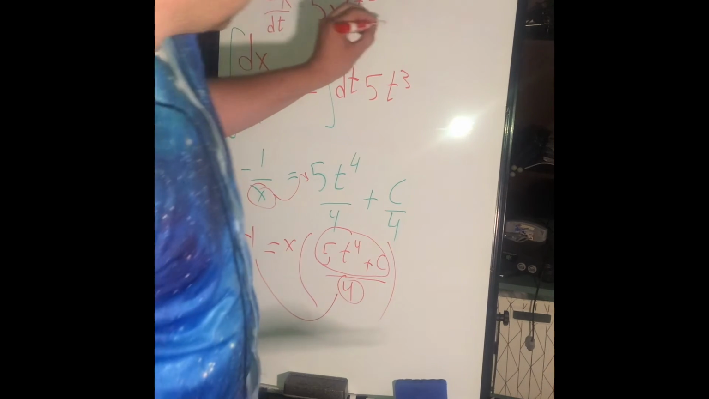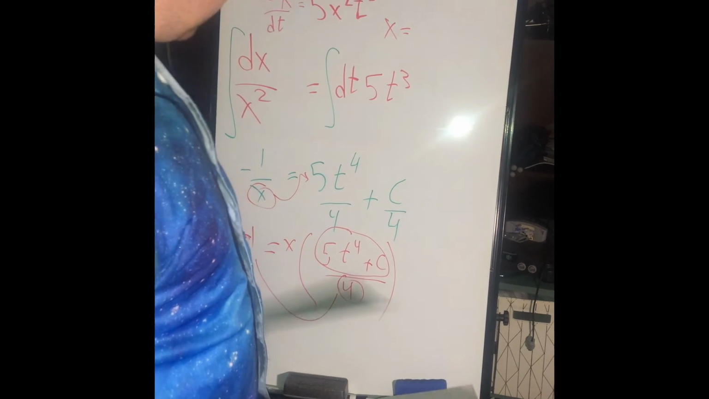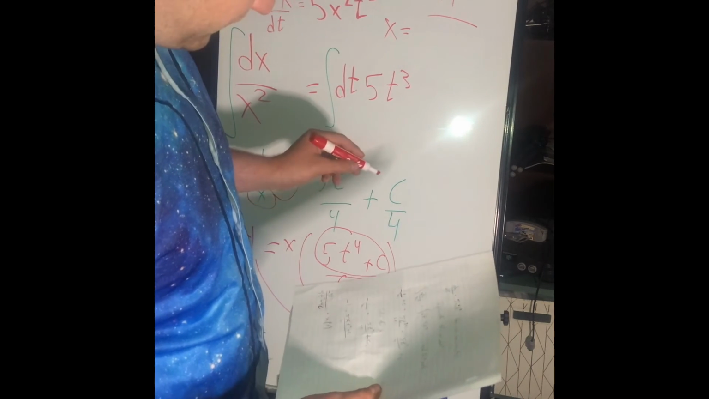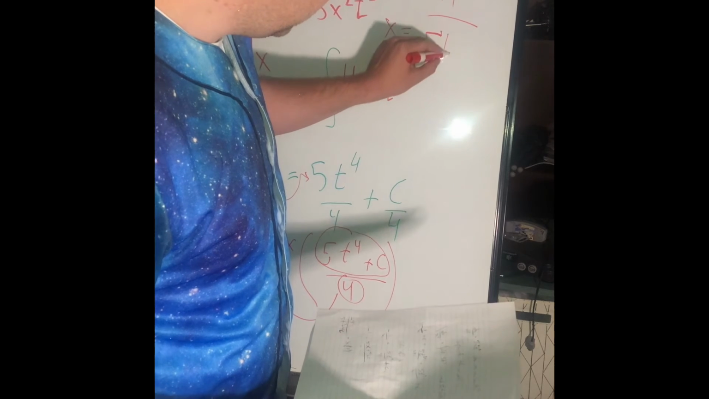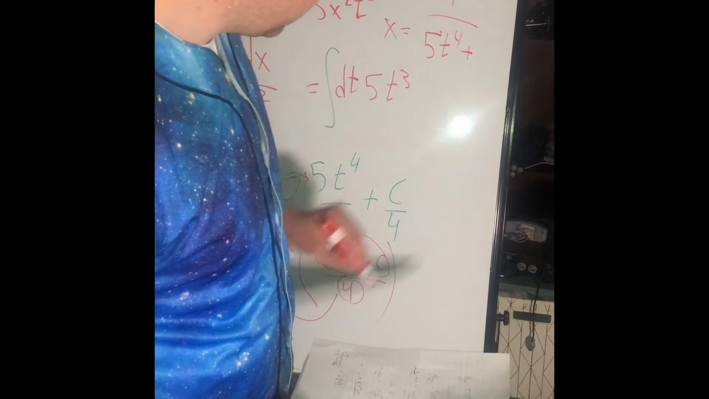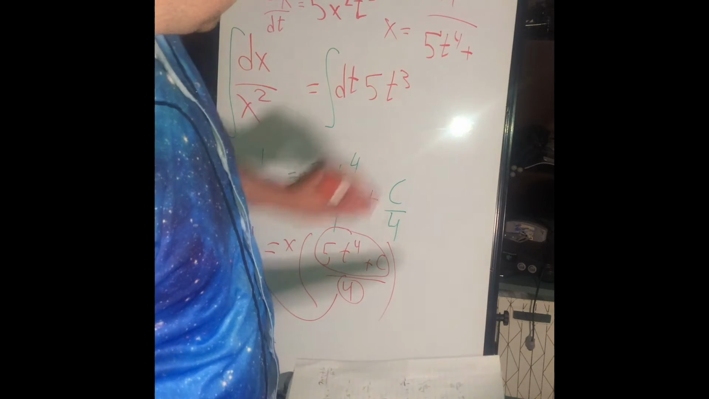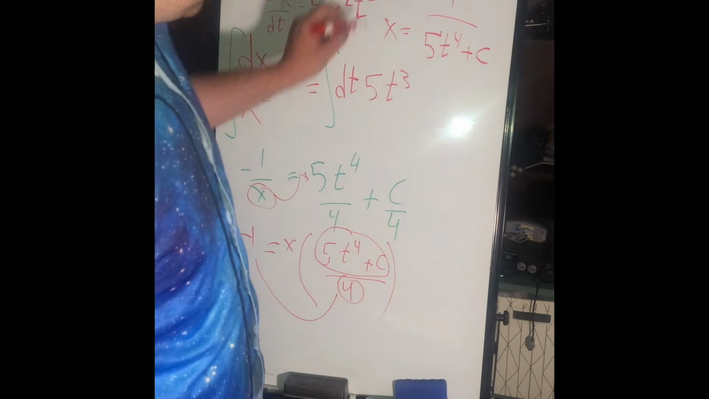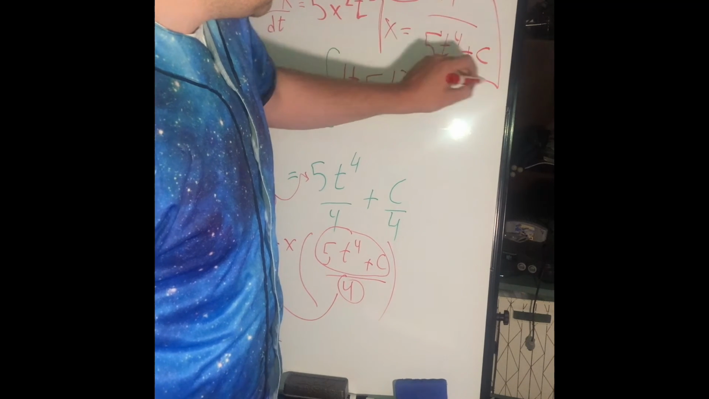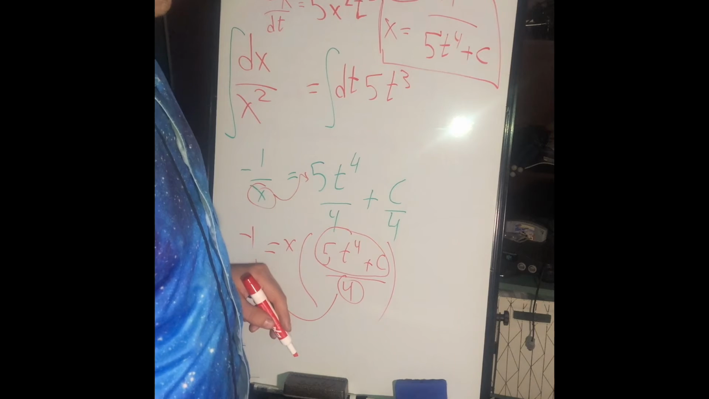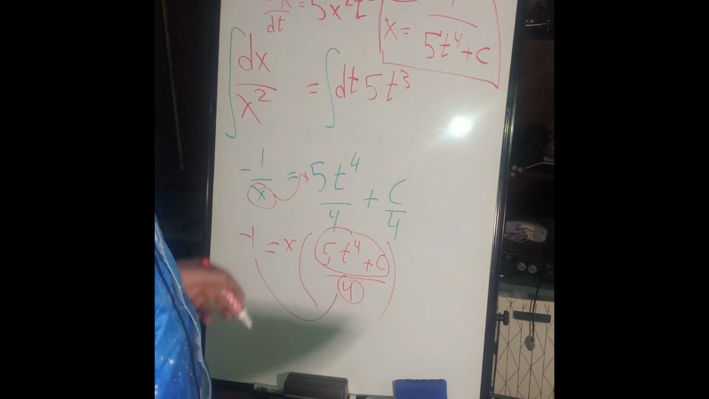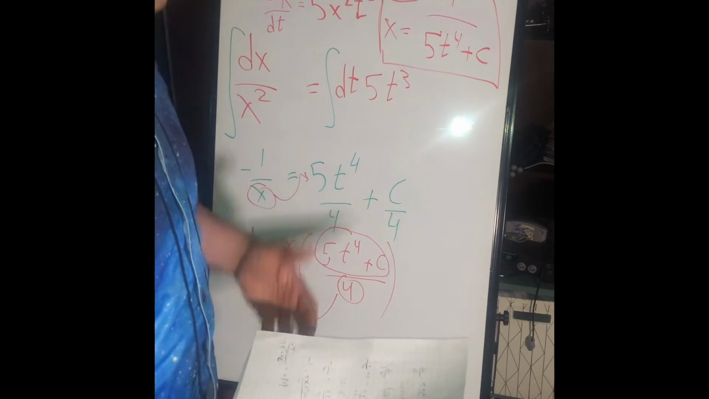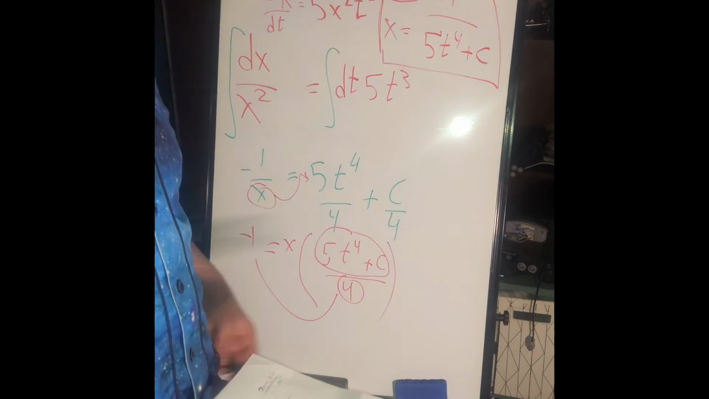So that would give us x is equal to -4 over (5t to the 4th plus c), which is what x would be in this case. And that's how you would solve this separable equation.